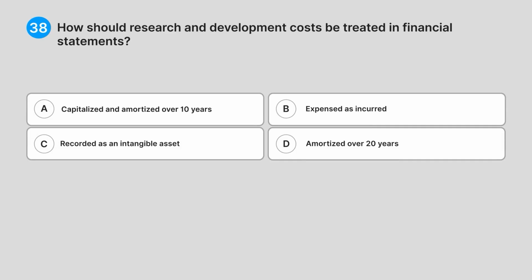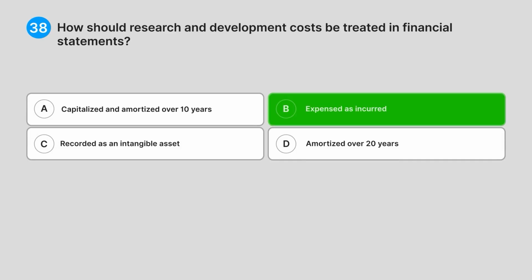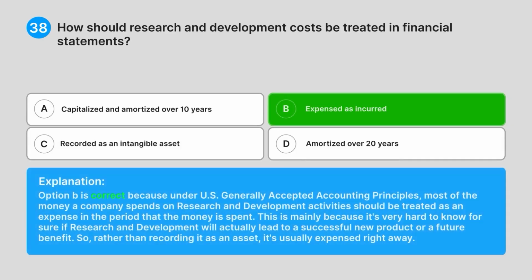Correct answer: B. Expensed as incurred. Explanation: option B is correct because under US generally accepted accounting principles, most of the money a company spends on research and development activities should be treated as an expense in the period that the money is spent. This is mainly because it's very hard to know for sure if research and development will actually lead to a successful new product or a future benefit. So rather than recording it as an asset, it's usually expensed right away.